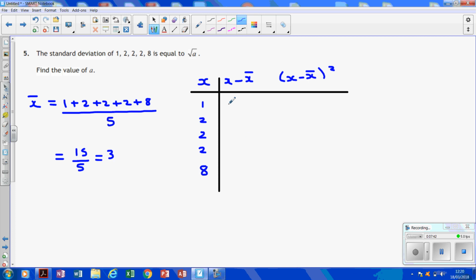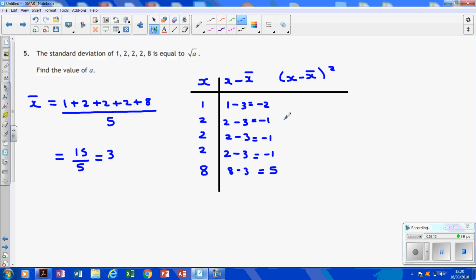So x minus x bar is 1 minus 3. Then it's 2 minus 3, 2 minus 3, 2 minus 3, and 8 minus 3. So the answer to that one is minus 2, the answer to that one is minus 1. These are all exactly the same, minus 1, and 8 take away 3 turns out to be 5. Now we check to make sure that you're okay and you haven't made a mistake.